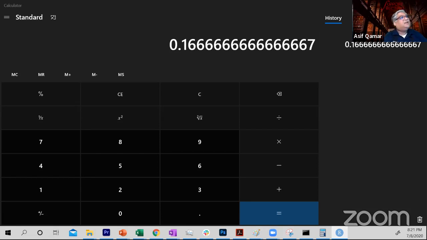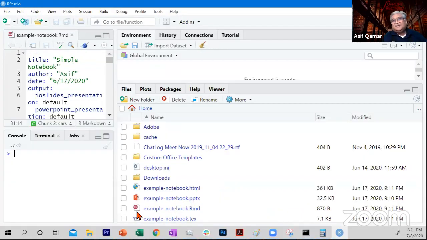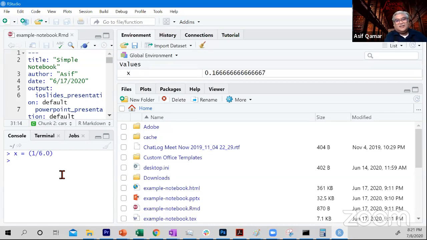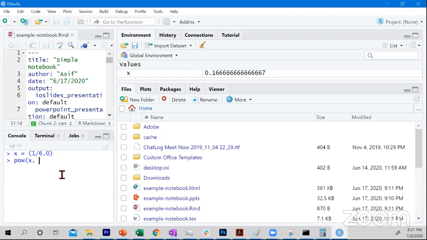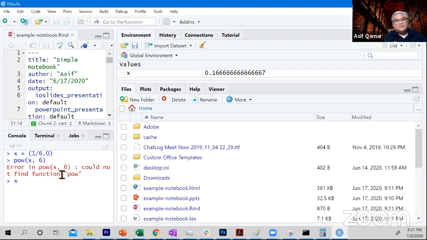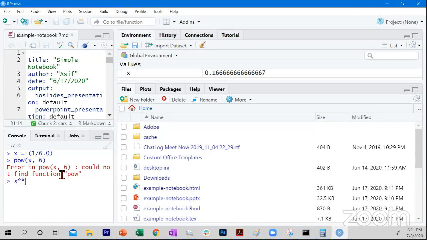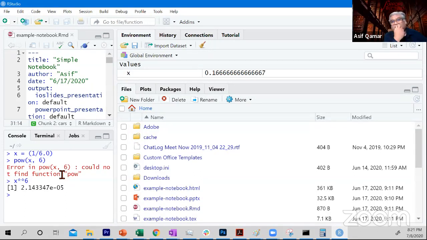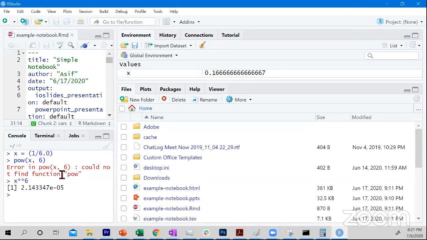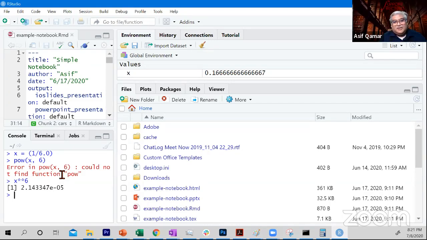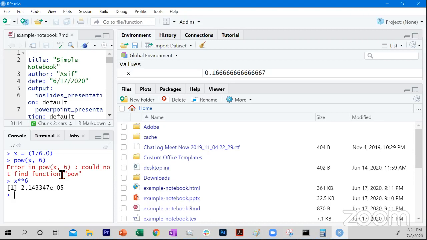Okay, let me do that. I opened up R. So x is equal to 1 by 6, right? Then x to the power 10. That is 2.14 times 10 to the power minus 5... sorry, that is 1.6 times 10 to the power minus 8. So it is 0.0000002, a very, very small number.